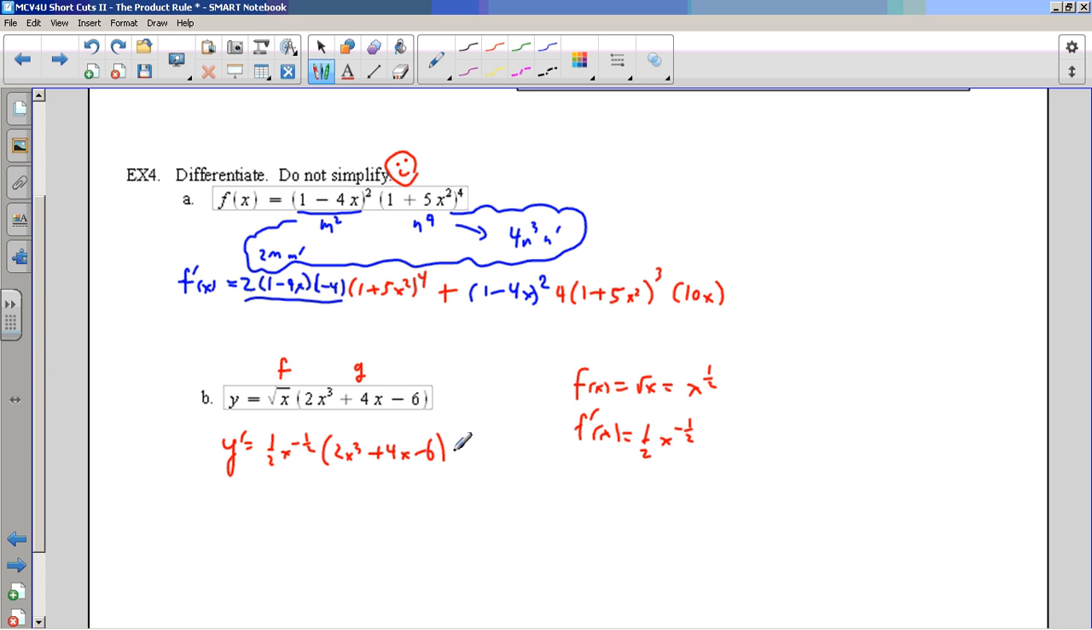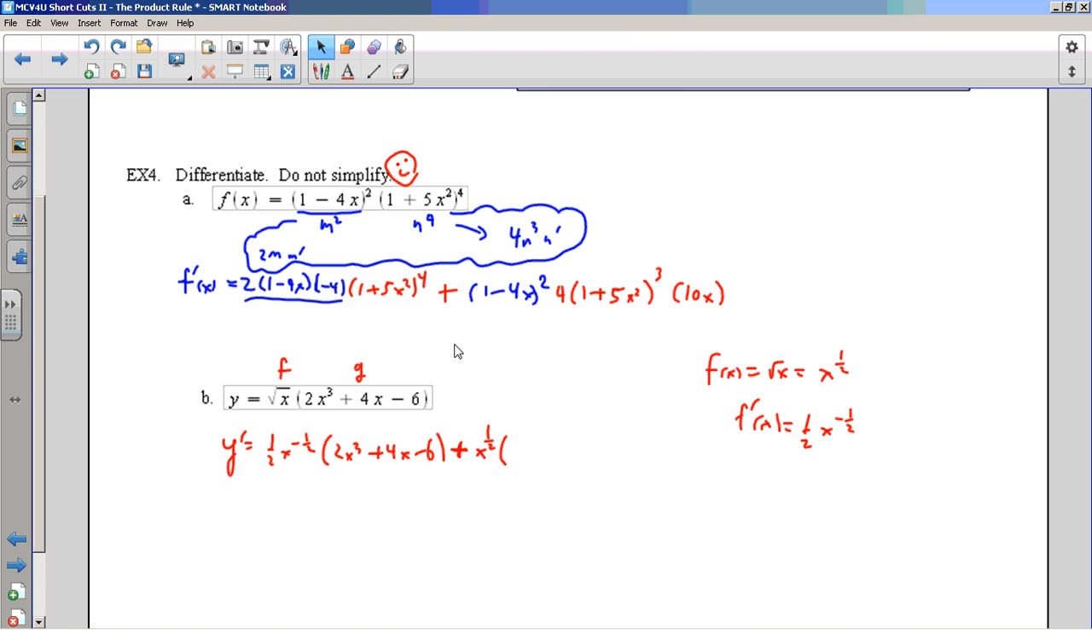Times, not times, plus, write down the first thing, derivative of the second thing. Well, g prime, well, that's just a polynomial function. This is starting to get old hat. And then if I wanted to, I could multiply this all out and collect like terms, dot, dot, dot, but luckily I don't have to simplify.